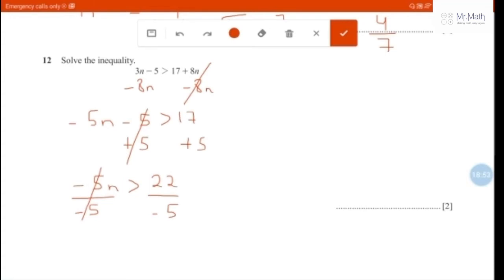And whenever I'm dividing an inequality by a negative number, I must flip the inequality sign. So instead of n greater than, it becomes n less than -22 over 5. So the final answer is n less than -22 divided by 5.